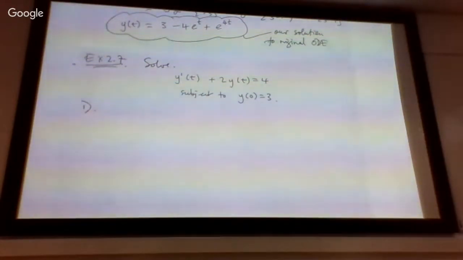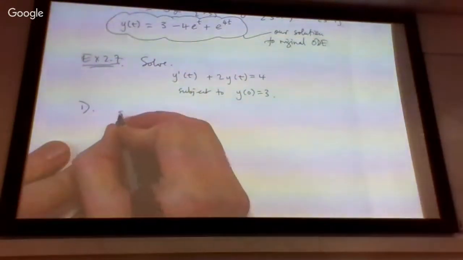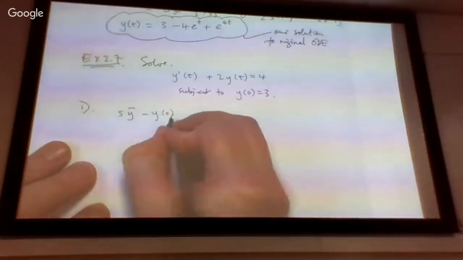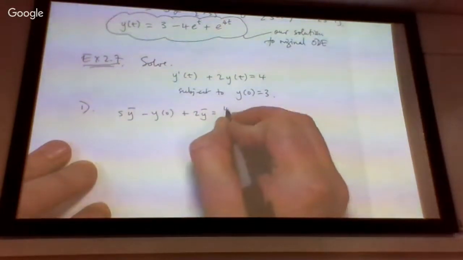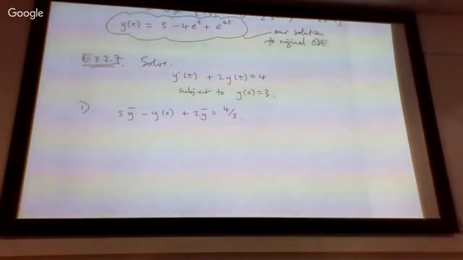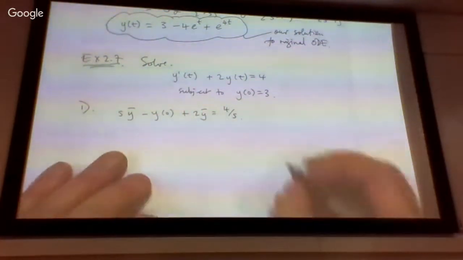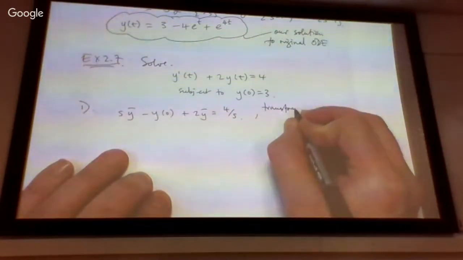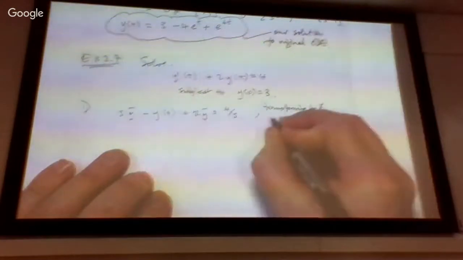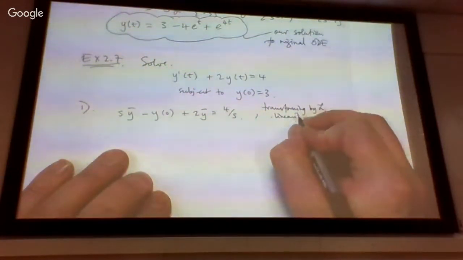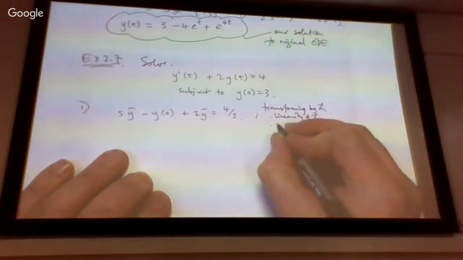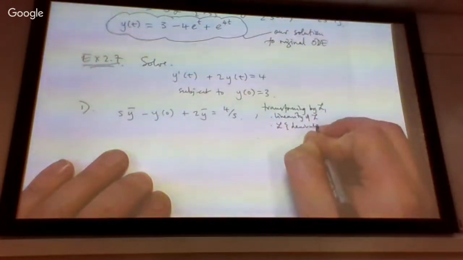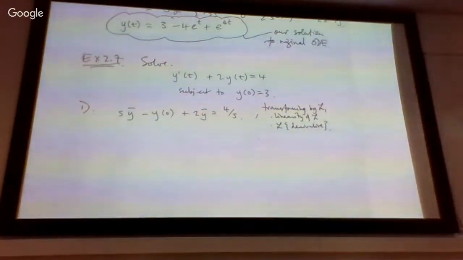Okay, so we take the transform of both sides. We employ linearity, and we use the transform of derivatives property. So it's going to be s times y bar minus y0 plus 2 times y bar equals 4 over s, transforming the constant 4 there as well. So that's transforming by L using linearity of L and the properties about L of a derivative. Okay, those are the same justifications as in the previous example.